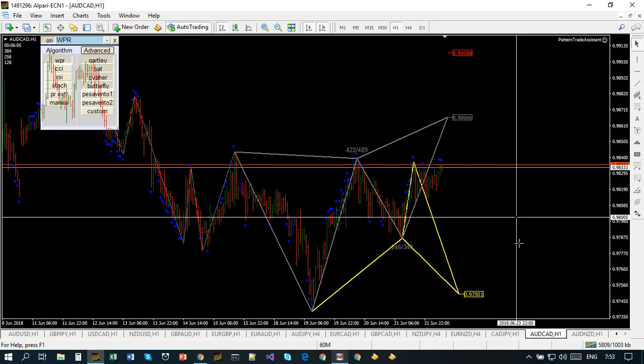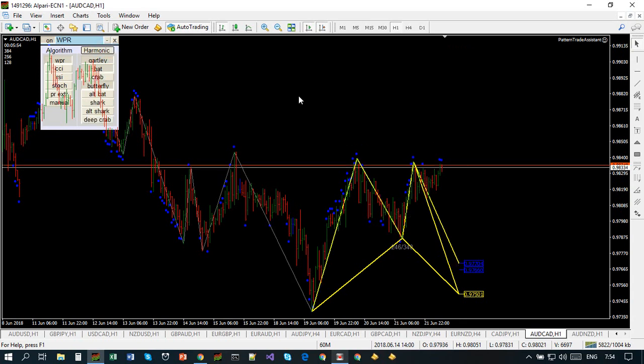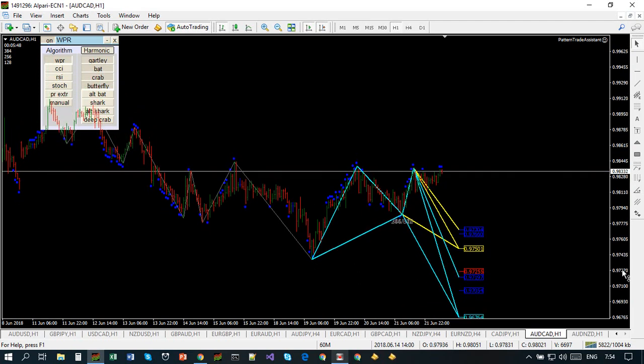So place your limit order here, another limit order here. Which one completes? Which one triggers? If you are an advanced pattern trader, I repeat that. For those of you who are harmonic pattern traders, yes, you have a bat and a potential crab, which is lower.